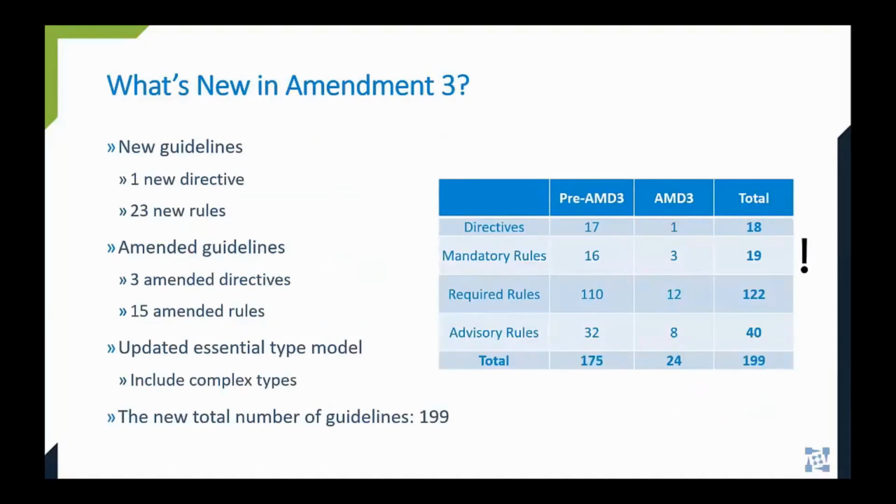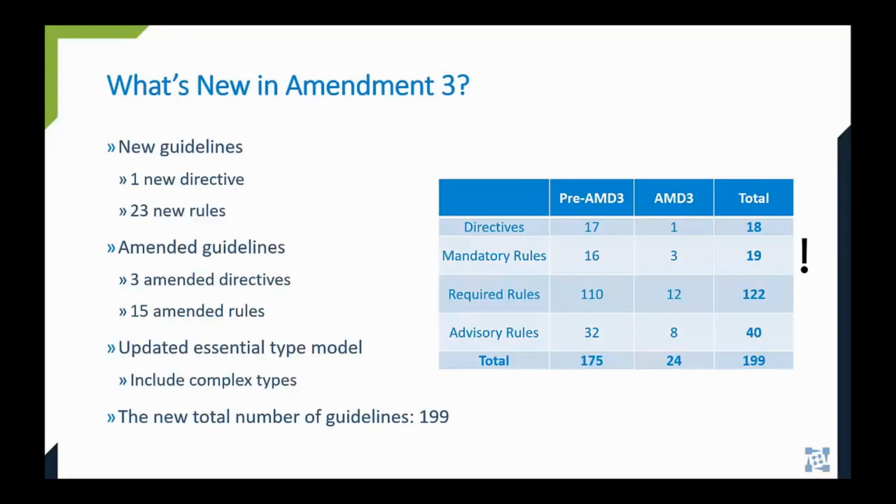Amendment 3 brings 1 new directive and 23 new rules, which means that currently we have a total of 199 guidelines in MISRA C. 3 existing directives and 15 rules have been amended by this document. And also the essential type model has been updated to include the notion of complex floating point types.